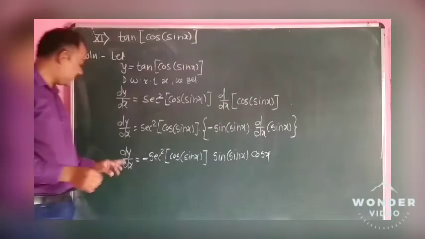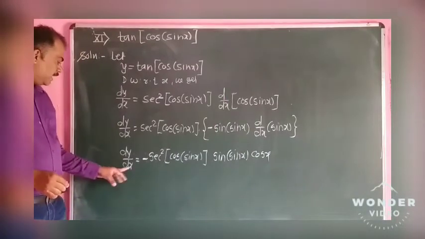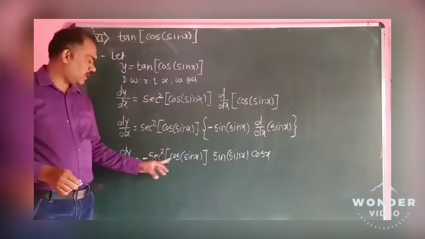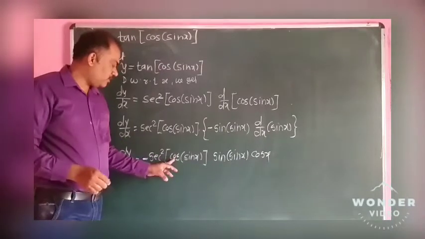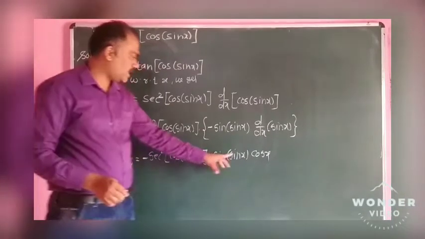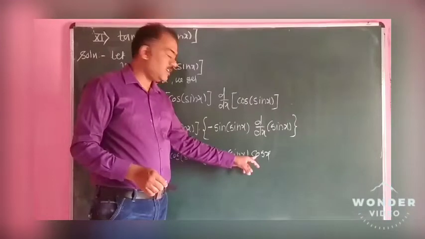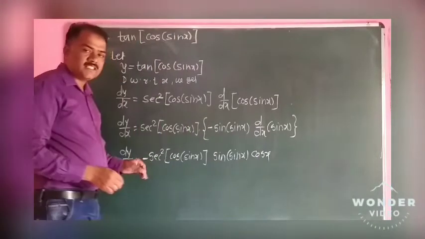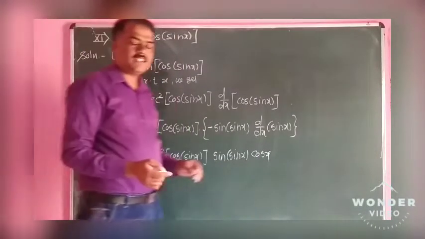So the required answer is dy by dx is equal to minus sec square cos of sin x. Derivative of this cos is sin of sin x. Derivative of this sin x is cos x, which is the required answer. We can discuss the next example.